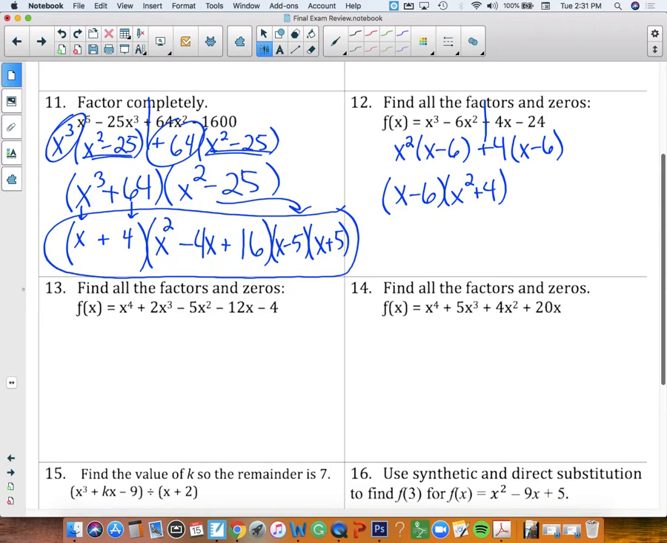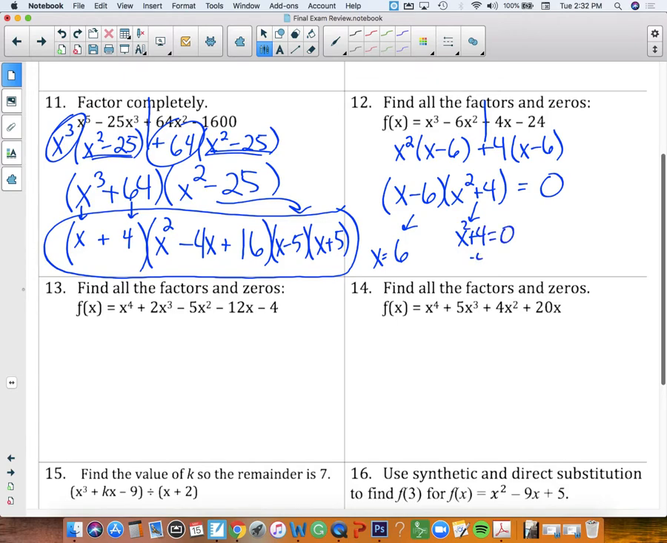Then this says find all the zeros, so we have to continue and solve this one. I factored it completely, because we can't break up x squared plus 4; there is no pattern for sum of squares, just difference of squares. This one gives me a 6 as an answer. This one I have to set equal to 0: x squared plus 4 equals 0, and then solve that.